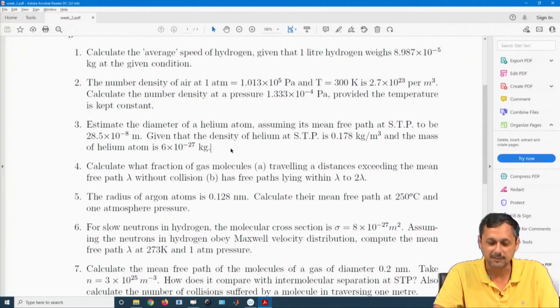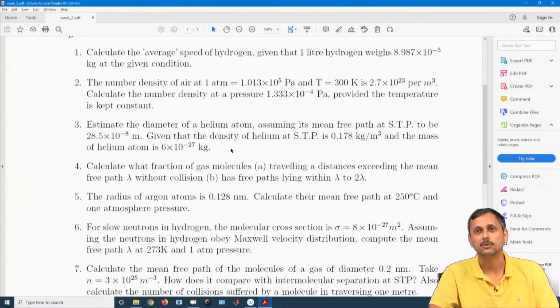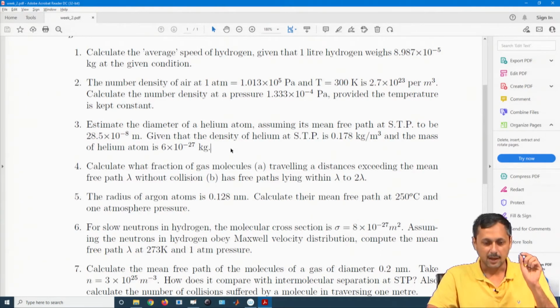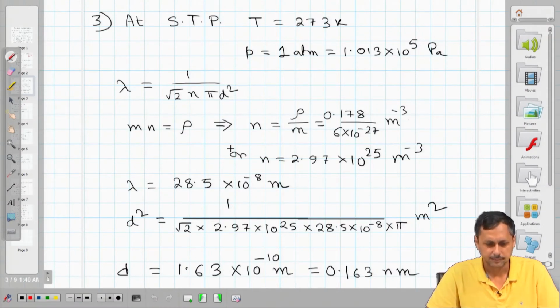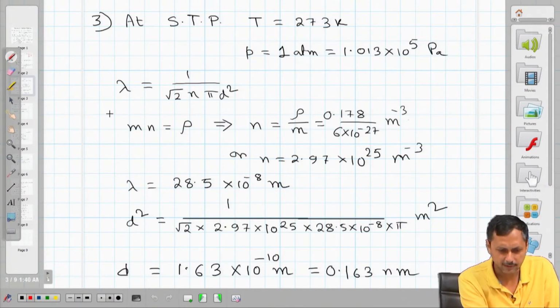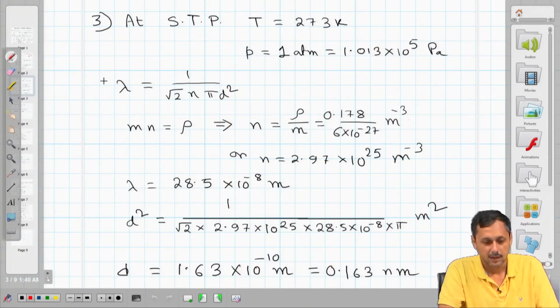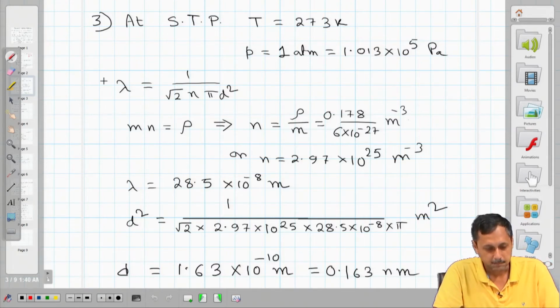What is given here? STP means standard pressure and temperature, which corresponds to 0 degree centigrade temperature and 1 atmosphere pressure, right. Mean free path lambda is given, and density is given, mass is given. So, almost everything is given. What we need to know here is, we have to apply this relation here, right. So, with so many parameters given, we have to figure out which ones are the important parameters. What is given is density.